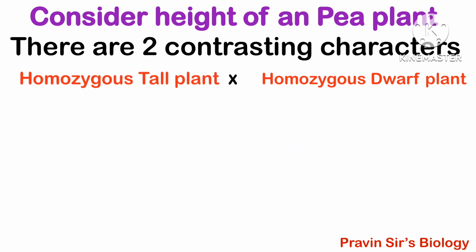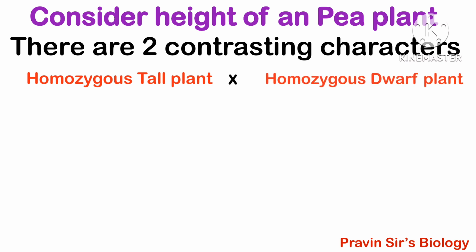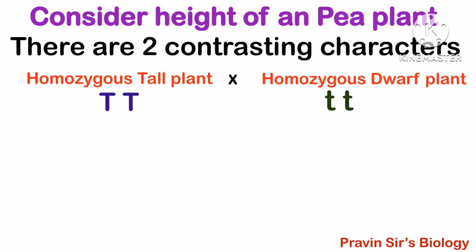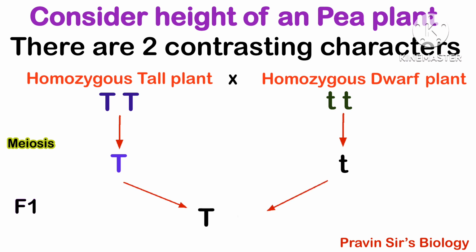So when a homozygous tall plant is crossed with a homozygous dwarf plant, here homozygous tall means capital T, capital T, and homozygous dwarf means small t, small t. So during meiosis, in the gamete formation, here will be capital T, here will be small t. So in the F1 generation, here will be capital T and small t. Here there are two alleles, capital T and small t.